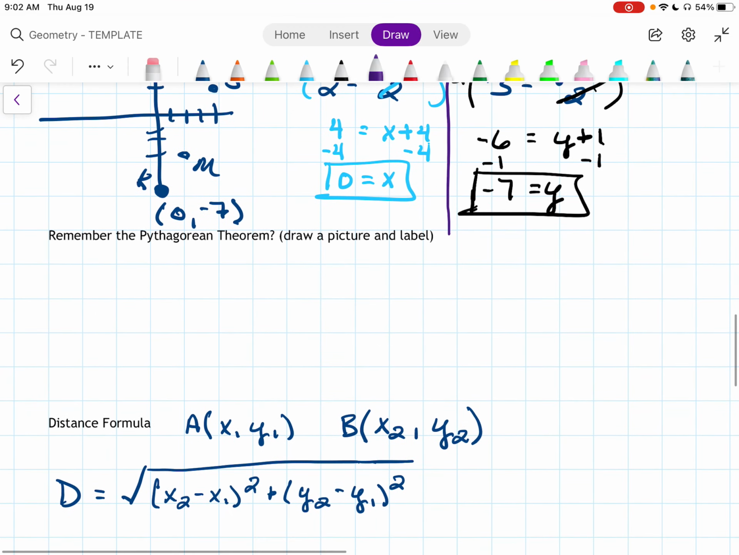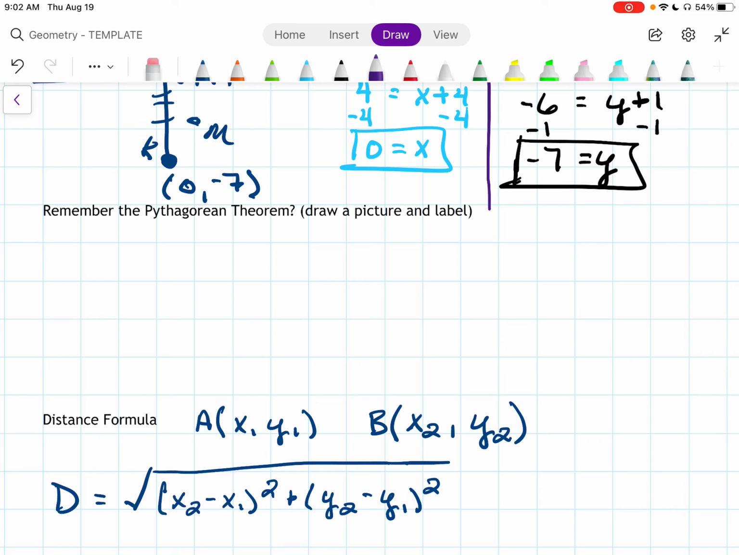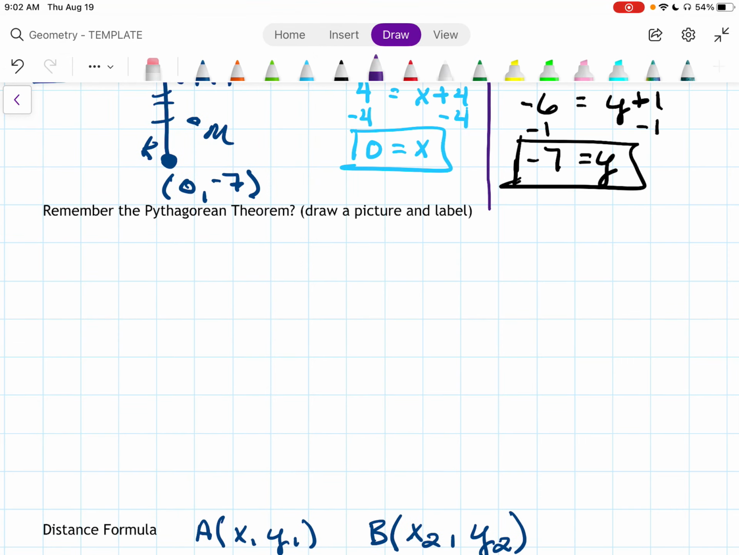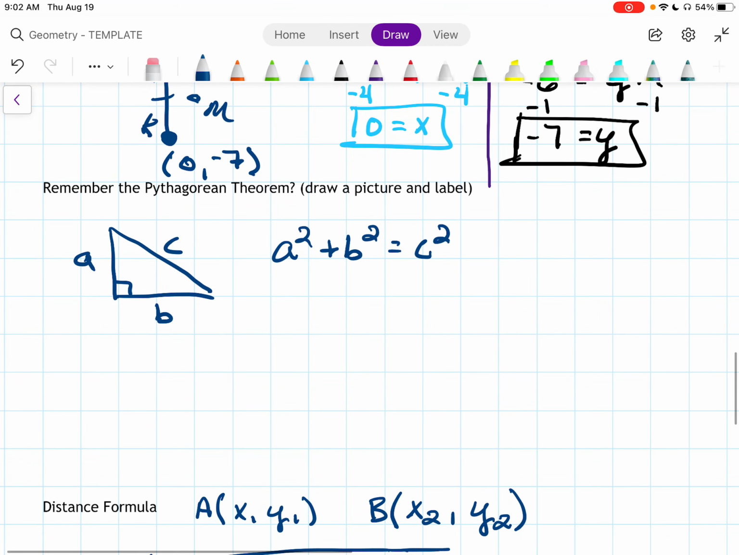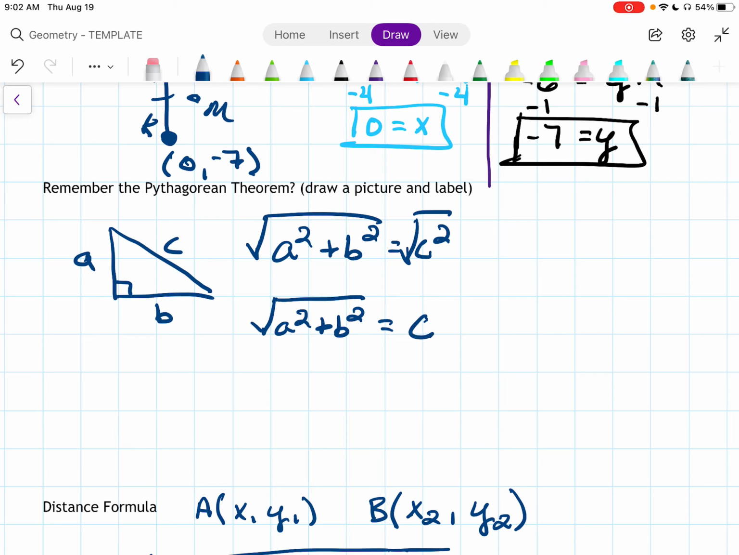All right. Now, next up, remember the Pythagorean Theorem. Now, you don't have to write this down. It's just to kind of help us remember some things. Pythagorean Theorem has to do with a right triangle where we have like A, B, and C, where we know that A squared plus B squared is C squared, right? Now, what I want to do really quick here is I want to solve for C. Now, to solve for C, I'm going to take the square root of both sides. So C, I'll say square root of A squared plus B squared equals just plain old C, okay?